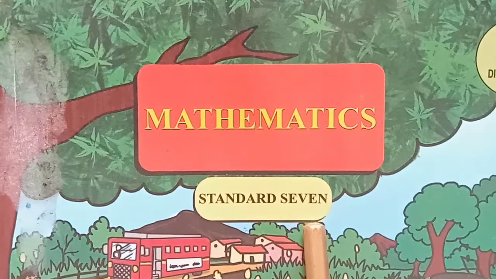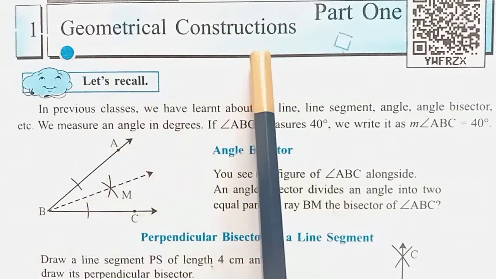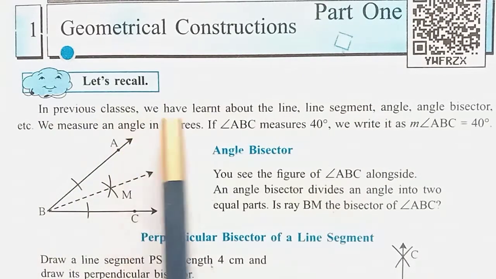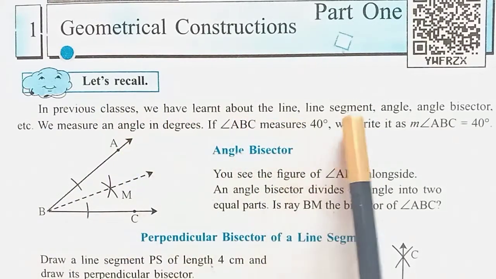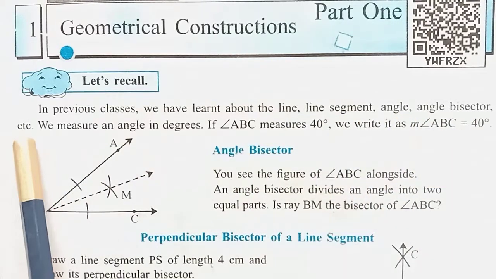Standard 7. So let's start. First chapter, Geometrical Constructions Part 1. Let's recall. In previous classes, we have learnt about the line, line segment, angle, angle bisectors, etc.